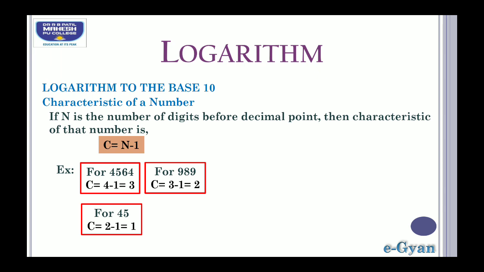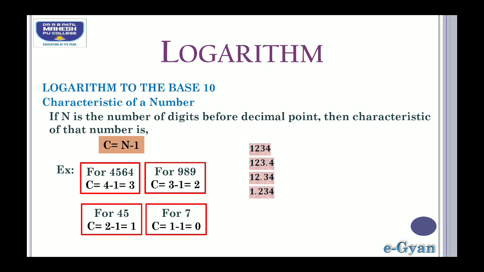For 45, the decimal point should be after 5. So therefore there are 2 digits before the decimal point. So therefore the characteristic is 1. For the number 7, there is only 1 digit before the decimal point. So therefore the characteristic is 1 minus 1, which is equal to 0. Now you will understand much better if I go with this series. I have 1, 2, 3, 4, 1234, 123.4, 12.34, 1.234, 0.1234, 0.01234, and 0.001234.